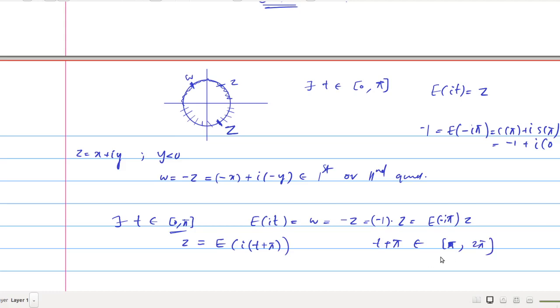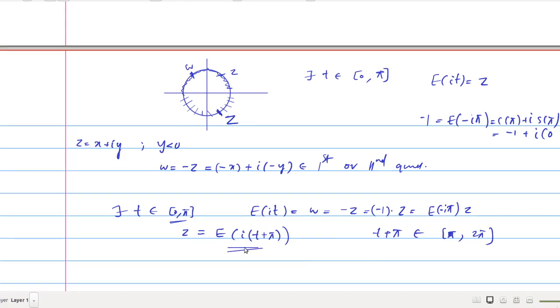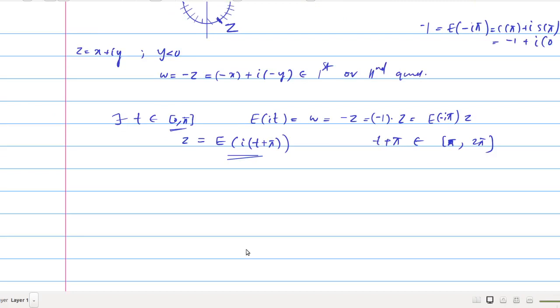So in each case we have t such that e of it is equal to z, and that t belongs to 0 to 2 pi. Okay, so this proves the fourth statement of the theorem.